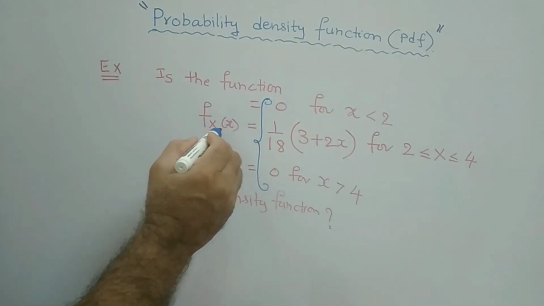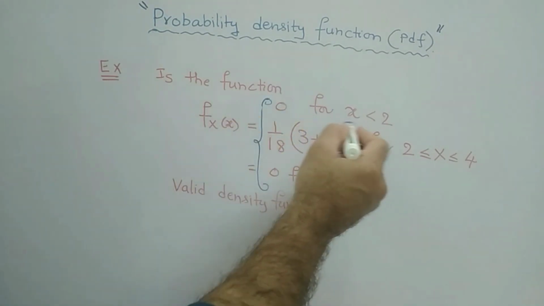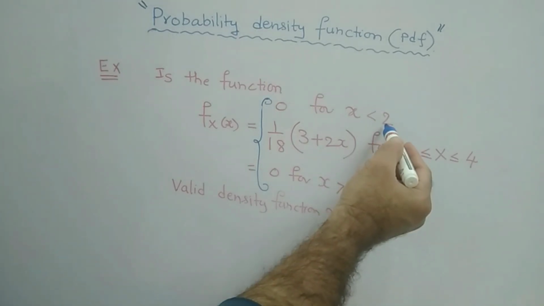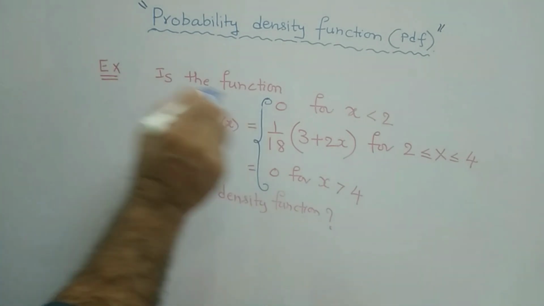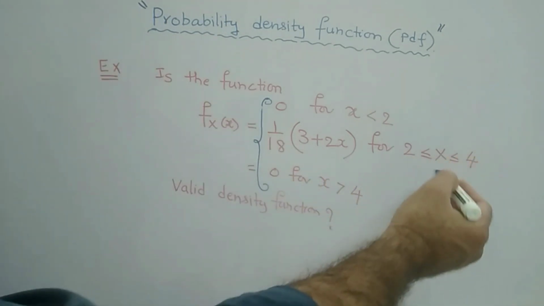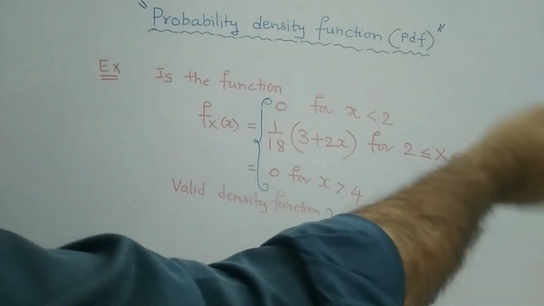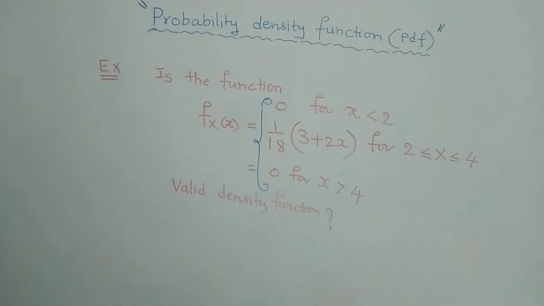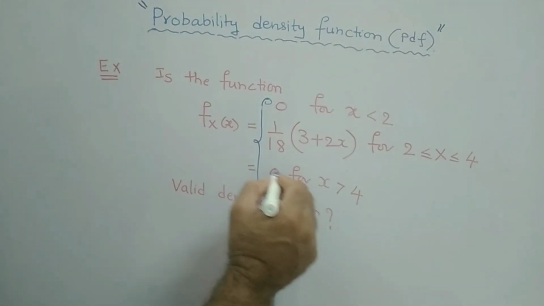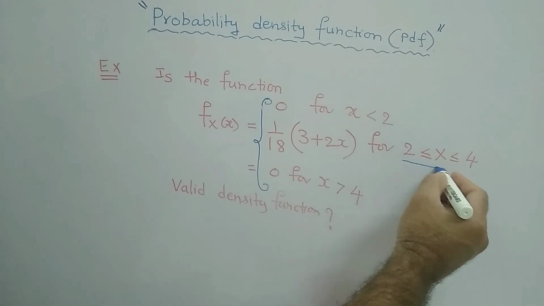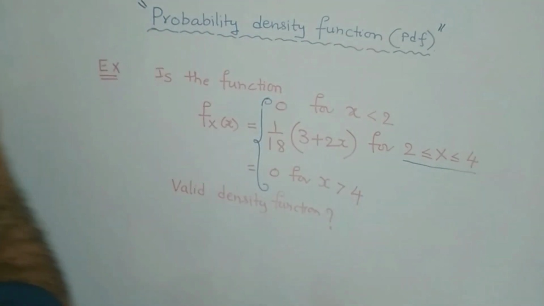So f of x equals 0 for x less than 2, that is, below the value of 2 the density function is 0. Then between 2 to 4 the density function is defined like this, and for greater than 4 again the density function is 0. Therefore for these two intervals we don't need to bother about the 0 values, and we consider this limitation only.